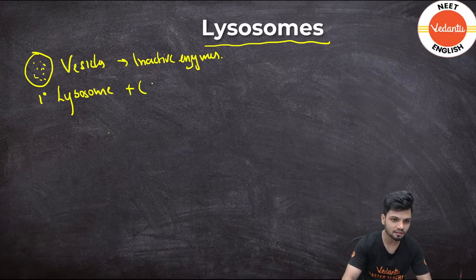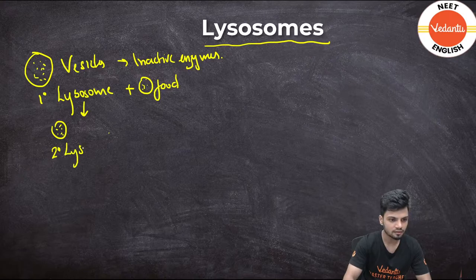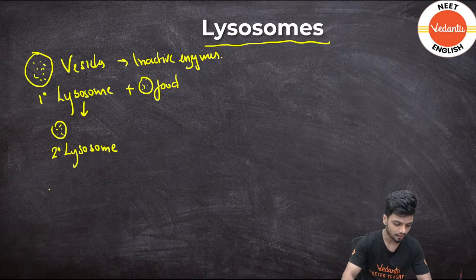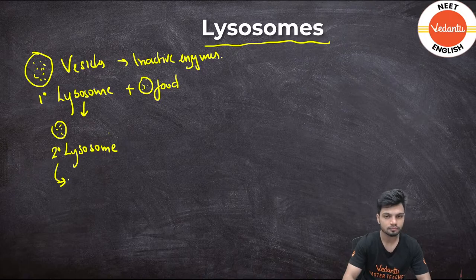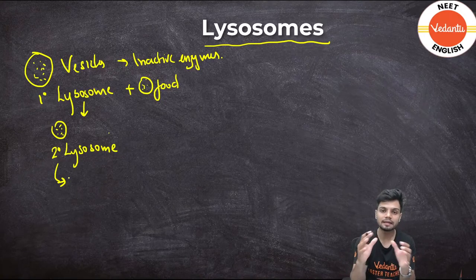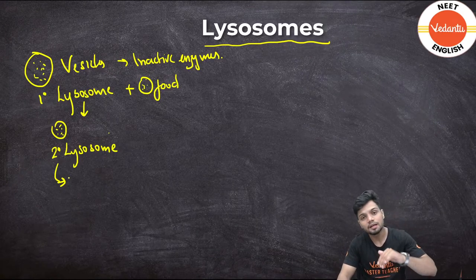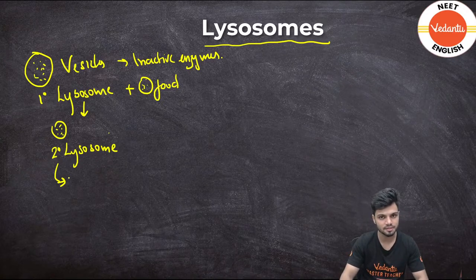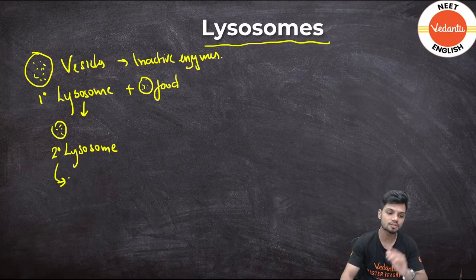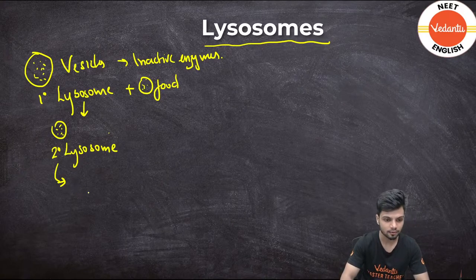So we add certain food here. Now this primary lysosome becomes a secondary lysosome, and what does this secondary lysosome do? It does phagocytosis. It completely helps in digestion. It helps in removal of certain substances. It is involved in exocytosis. Clear?